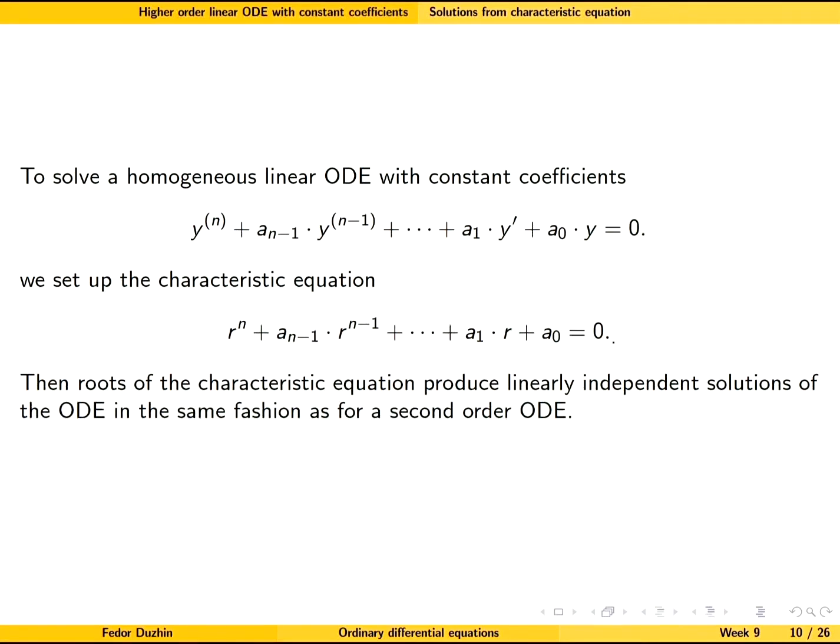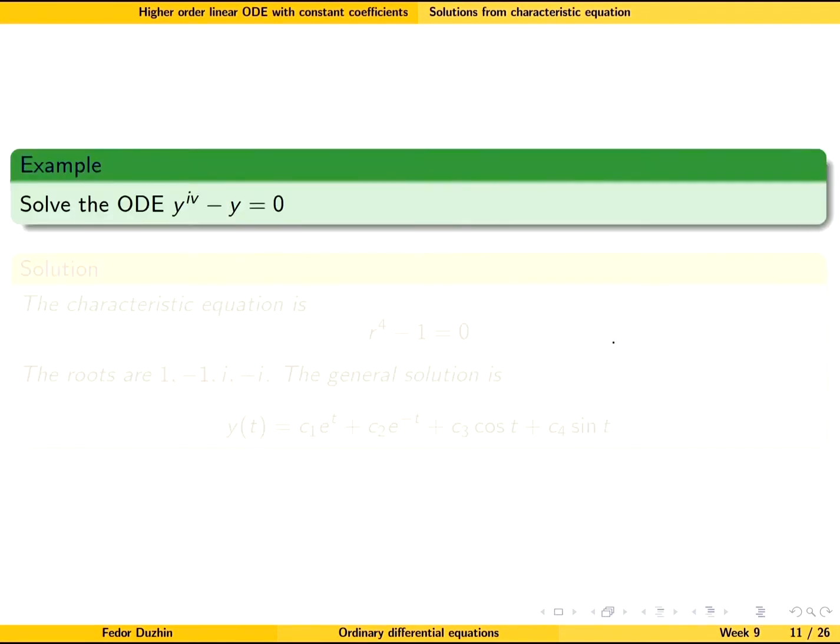Then if we have a linear homogeneous ordinary differential equation with constant coefficients of order n, then just like for a second order differential equation, we set up the corresponding characteristic equation and try to solve it. And then the roots or the zeros of the characteristic equation give us solutions of the ordinary differential equations in the same fashion as for a second order ordinary differential equation. Only now there's going to be some extra cases. So let me go through it.